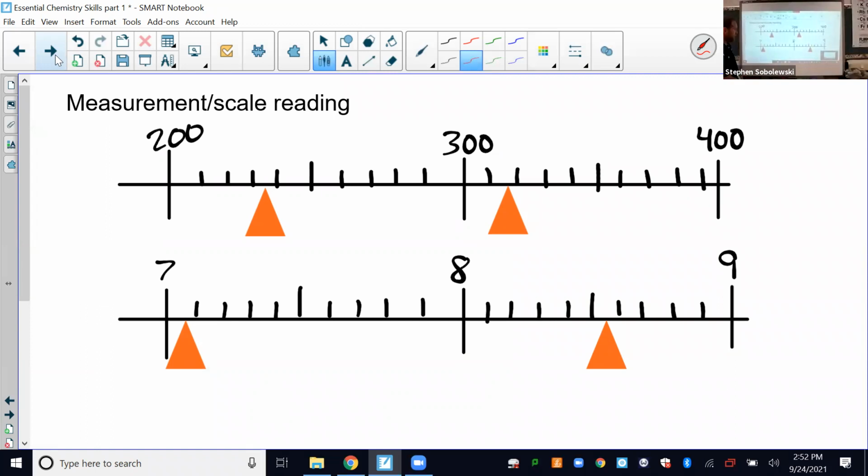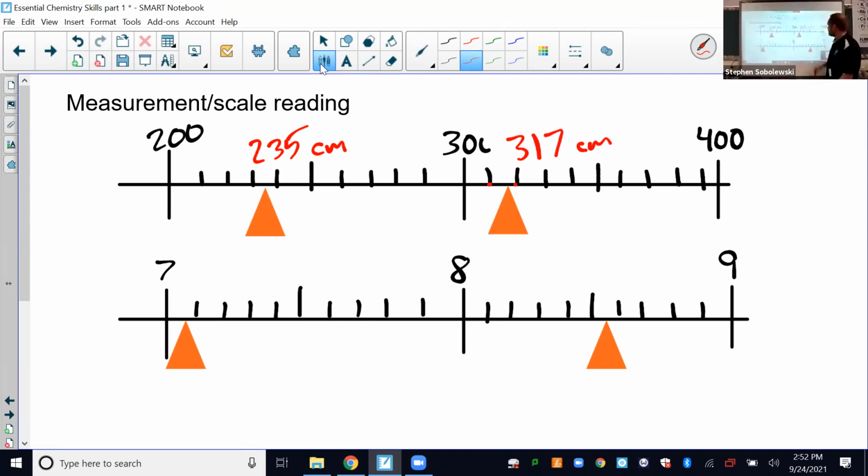Let's go through them. Okay, let's look at what we have here on the top ruler. You are one better than your measurement device. This top measurement device, you are going to be one better than that. That means you're going to go to the ones place. So 210, 220, 230. That's going to be about 235 or so. And if we assume it's centimeter, this one, 300, 310, 320. So that's going to be maybe 317.